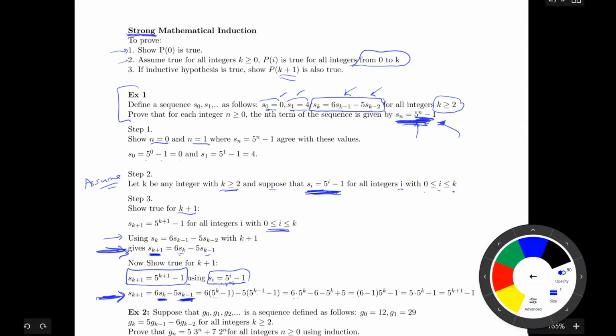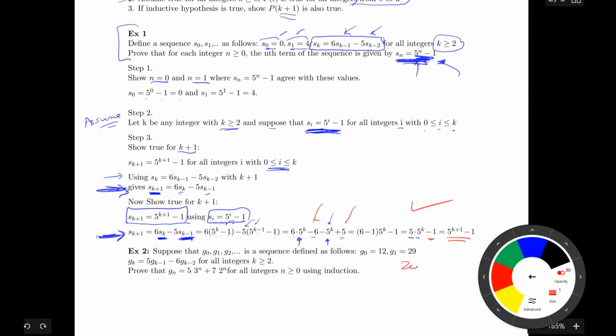6 times 5 to the k minus 6 minus 5 to the k, right, and multiplying these two together, and then plus 5. Okay, so let's see how many 5 to the k's I have. So here's a 5 to the k, here's a 5 to the k. So 6 minus 1 gives me 5 to the k's. And then this minus 6 and this plus 5 gives me a minus 1. Then if I add the exponents, there it is. Ta-da! So this one you get to do on your own.